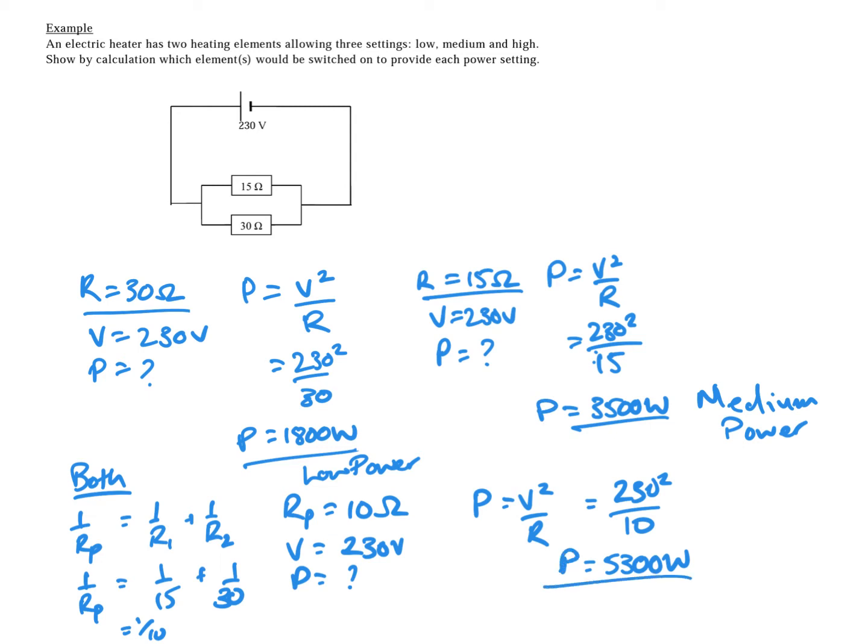And with the two in parallel, with both of them on, we get high power. Now the shortcut I did mention earlier is that in series or parallel circuits, total power, you just add up all the individual powers by conservation of energy. Doesn't matter whether it's series or parallel, so I could just add the 1800 and the 3500, and that would give me the 5,300 watts for the total power.